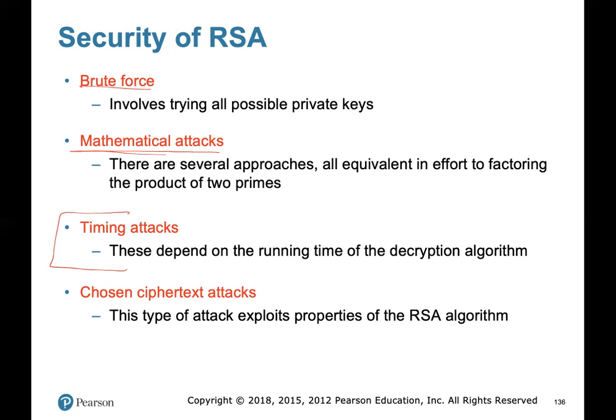And then the last category of attacks on RSA is called chosen ciphertext, which means that the attacker tries to exploit properties or features of the RSA algorithm, which again is pretty much safe, because if the prime numbers are big enough, we are safe.